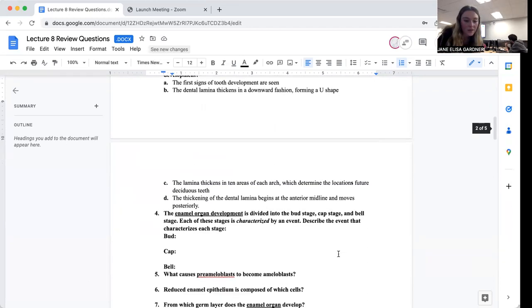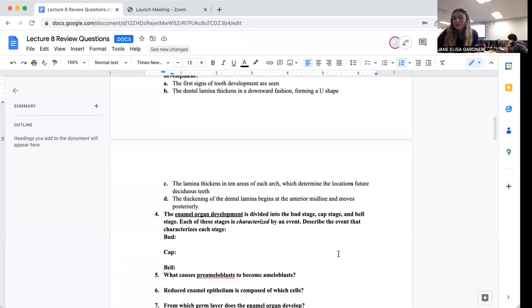Okay, number 4. The enamel organ development is divided into the bud stage, cap stage, and bell stage. Each of these stages is characterized by an event. Describe the event that characterizes each stage. So you can find this basically word for word in the lecture manual on page 157. But can anyone answer those for me, starting with the bud stage? And then cap stage.